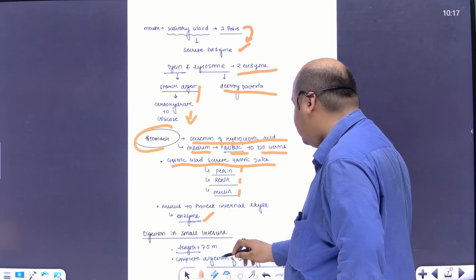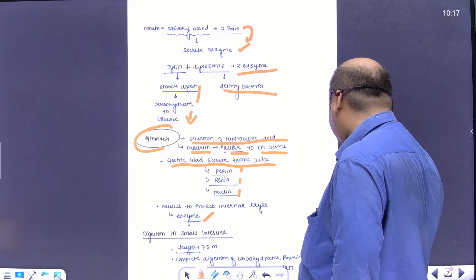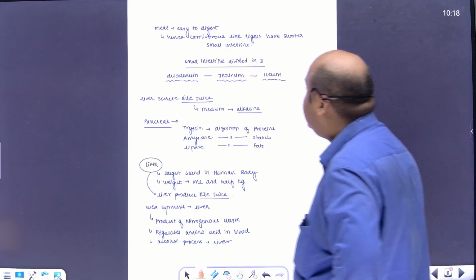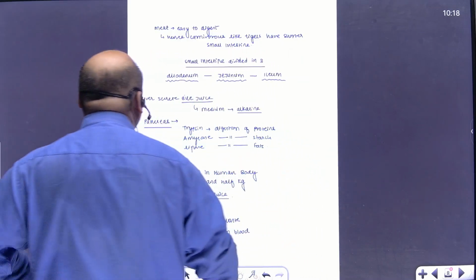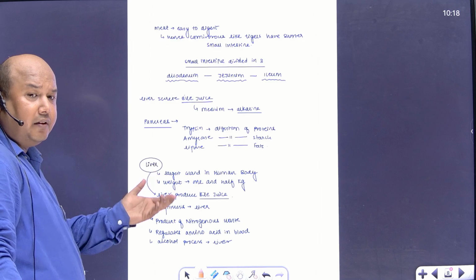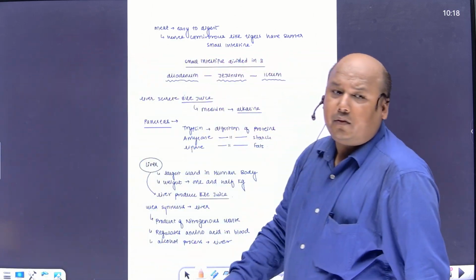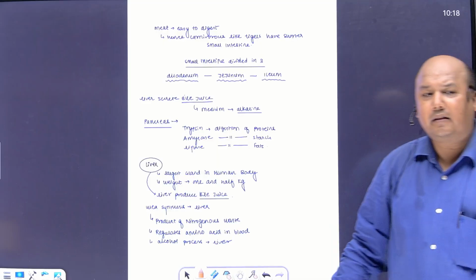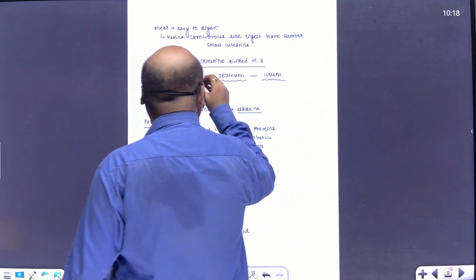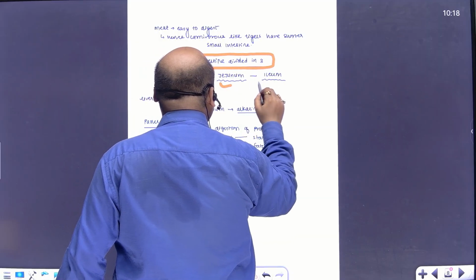Digestion in the small intestine: its length is 7.5 meters, and it completes the digestion of carbohydrates, protein, and fat. Meat is easy to digest, hence carnivores like tigers have a shorter small intestine. There are carnivores, omnivores, and herbivores. You must be knowing that. If you don't know, please go to Google and search about it. The small intestine is divided into three parts: duodenum, jejunum, and ileum.